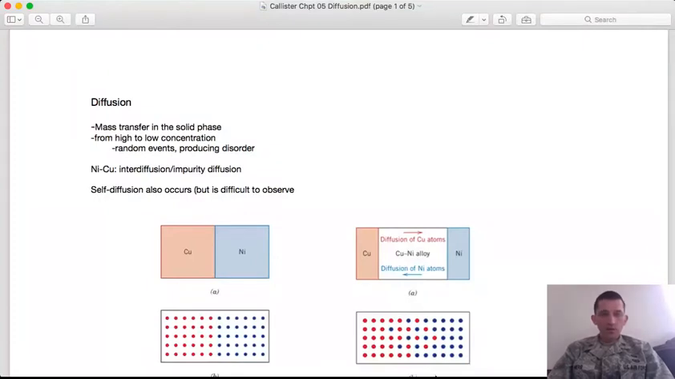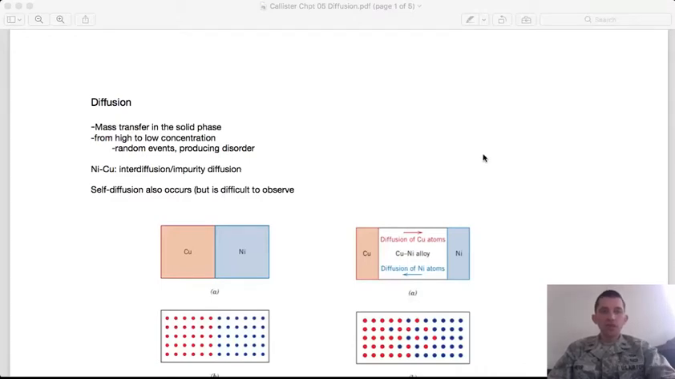So here we're talking about diffusion. So what do we mean by diffusion? Well, in this sense, you can have diffusion in any fluid. Gas diffuses, contaminants diffuse in a liquid. But here, since we're talking about materials processing, we're interested in diffusion in the solid phase, mass transfer in the solid phase. And just like all diffusion, here we're looking at movement of mass from high to low concentration.